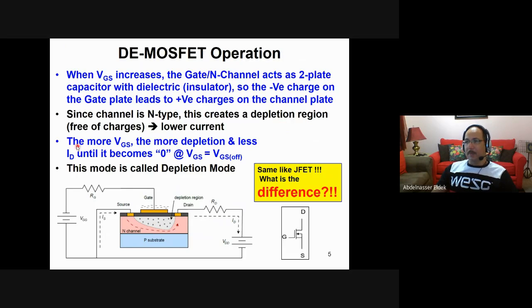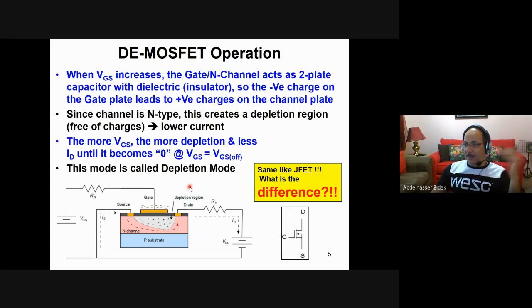Okay, and when we have more VGS, the more depletion region and less ID, drain current, until it becomes zero. This is when VGS equals VGS off. So this is what we call depletion mode. Now this is the same as the JFET. So what is the difference? Okay, this is a question here.